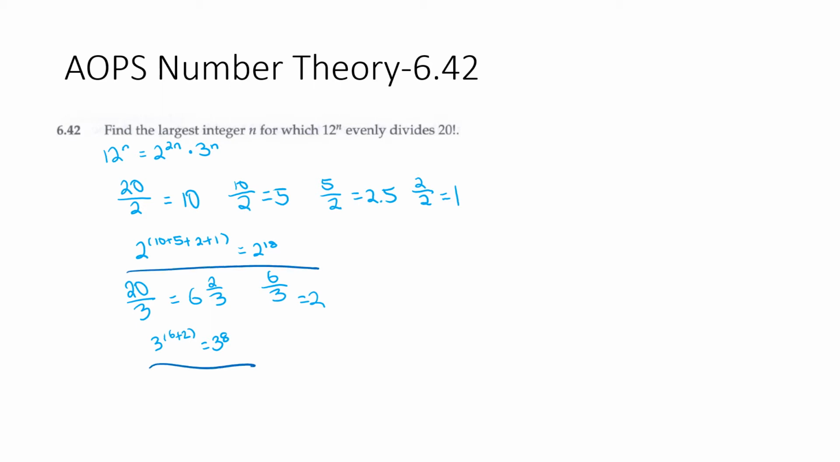So then, since there are 18 powers of 2 and 8 powers of 3 in factorial 20, we want the largest value of n such that 2n is less or equal to 18 and n is less or equal to 8. So if we want the greatest value that satisfies 2n is less or equal to 18 and n is less or equal to 8, that means n must be equal to 8.